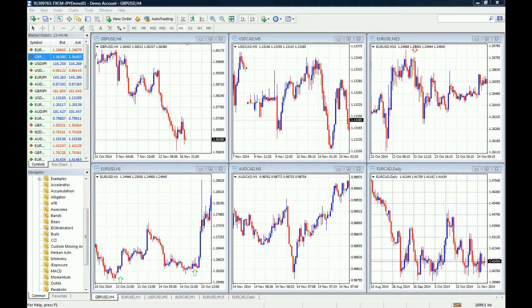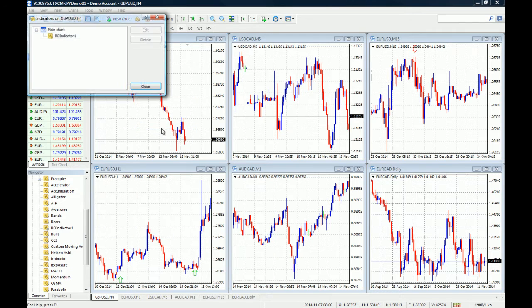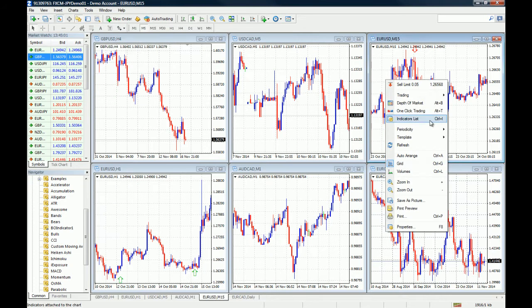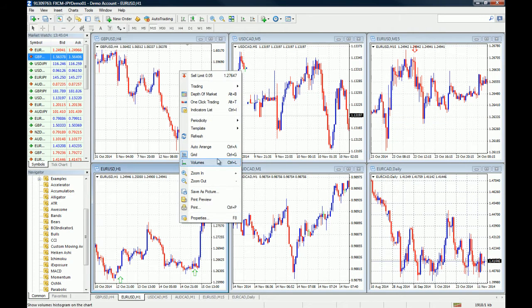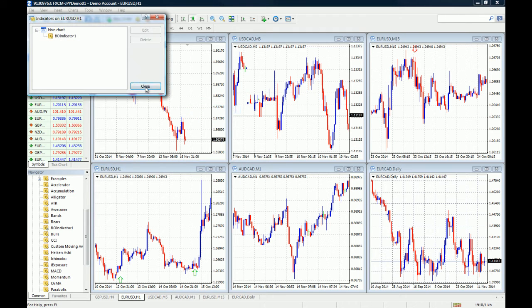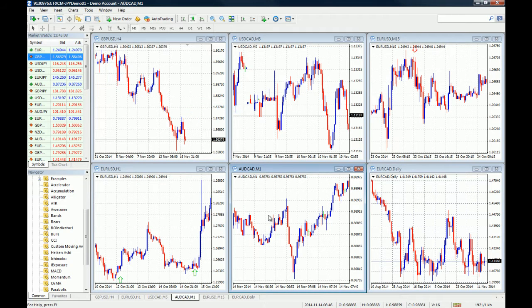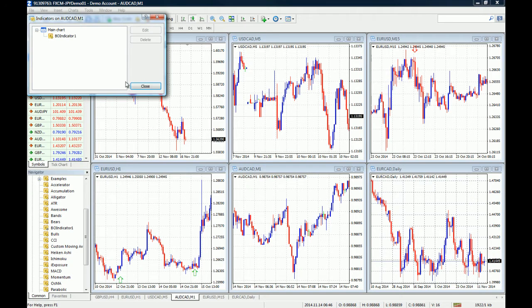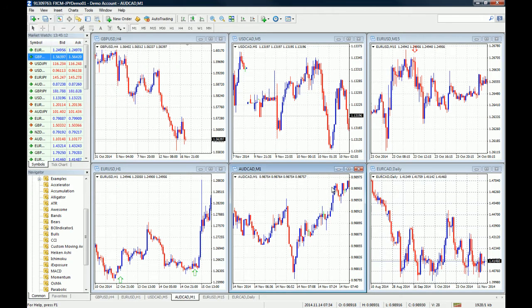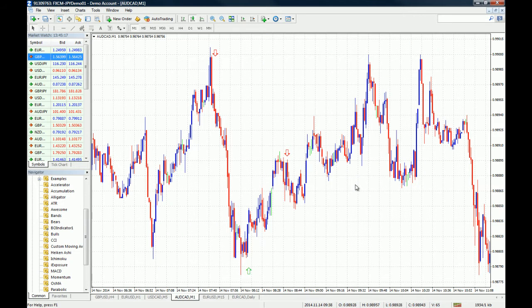Now here's my MT4 platform, and as you can see, I already have the indicator plugged in on all my charts. I'm going to show you my indicator list so you can see that I am in fact using the binary option indicator from Investoo.com. This is the 1 hour Euro US dollar and the 1 minute Aussie Canadian dollar. Let's start with the Aussie dollar Canadian dollar 1 minute chart and go through the signals.